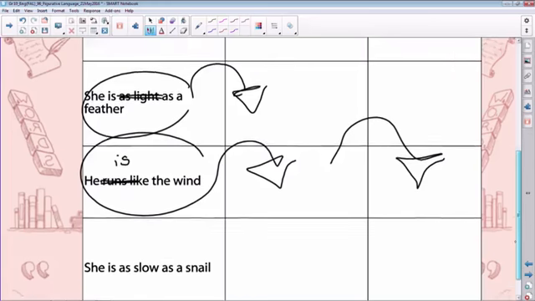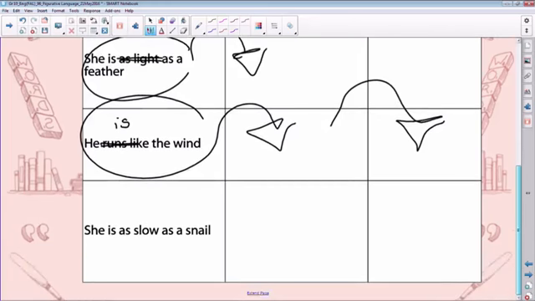And then finally, the last one is, she is as slow as a snail. You would change that to make it a metaphor. You would say, she is a snail.